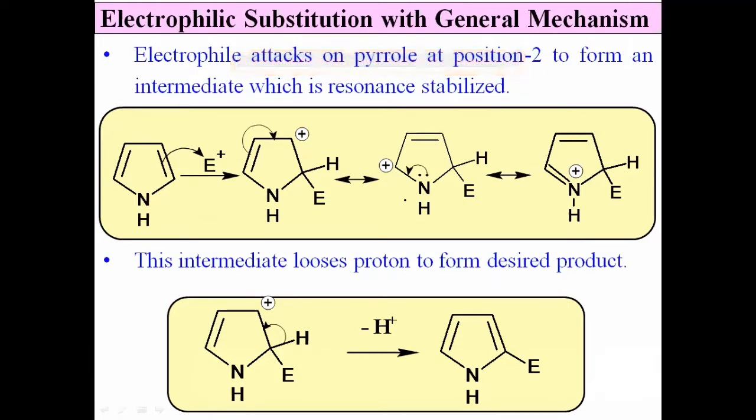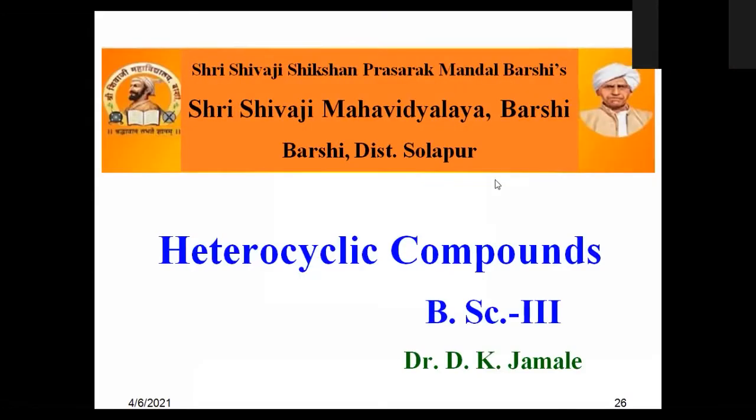मग ते nitration असेल, it may be sulfonation, it may be Friedel-Crafts reaction, halogenation reaction, etc. This is the general mechanism for electrophilic substitution. We also studied why the Pyrrole undergoes electrophilic substitution at position 2.